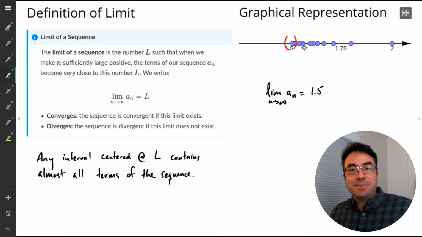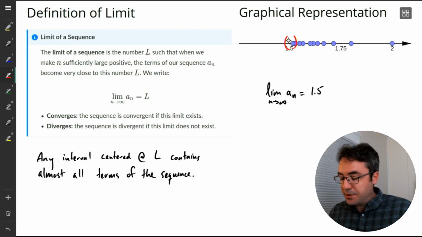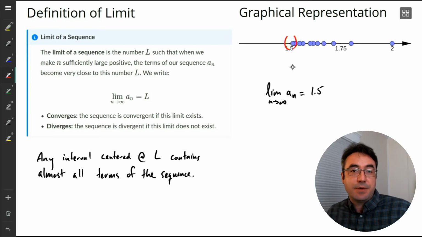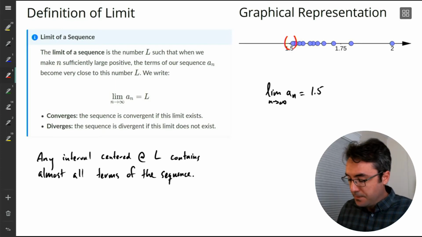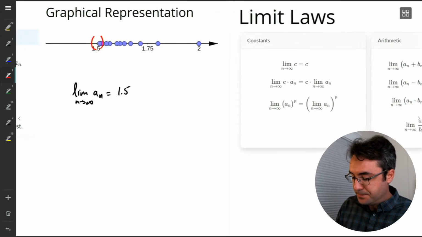And there are still going to be terms that fall outside these intervals, and that's okay. But eventually almost all of the terms of our sequence, if we choose n to be large enough, are going to fit inside that small interval. So that's really what's happening graphically if we think about the limit of a sequence. Think of these as taking steps on your number line and getting closer and closer to the limit value. All right, so how do we calculate these things?